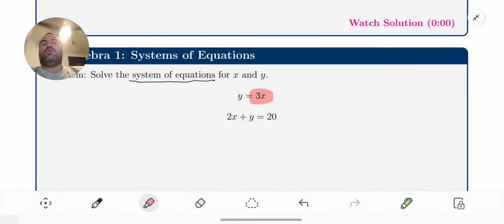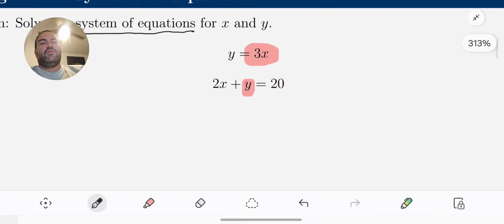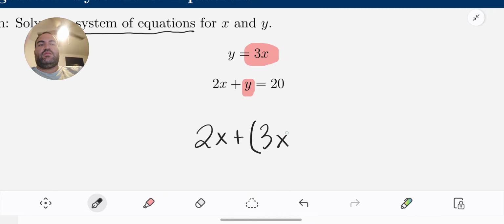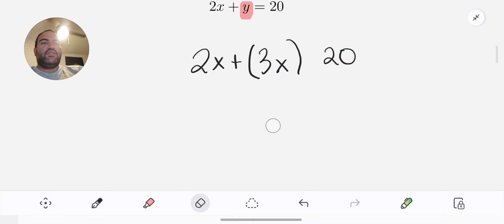We have y equals 3x. So, since y is 3x, I can replace y with that. So basically what I'm going to do is, I'm going to copy this whole thing, but instead of y, I'm going to put 3x. So watch closely. I'm going to copy the 2x plus parenthesis. Instead of y, I'm going to put 3x. Close it. Equals 20. So that was substitution.